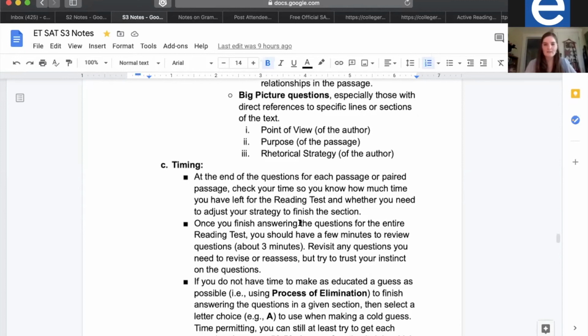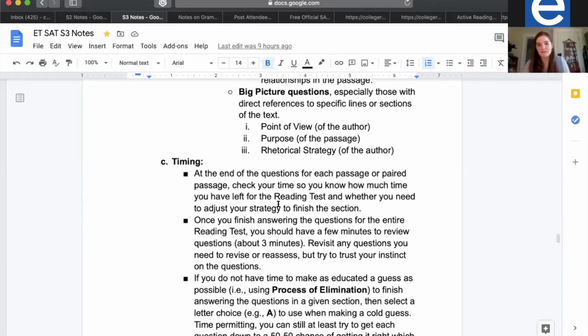Big picture questions. They're dealing with point of view of the author, purpose of the passage. It could also be point of view of characters or other elements of the story or of the text, depending on what type of text it is. Purpose of the passage, the overarching purpose. So what's the purpose in writing? Is it to inform? Is it to describe? Is it to persuade, etc.? Also, what's the author trying to achieve? What's their message? What's their goal? Those types of things.